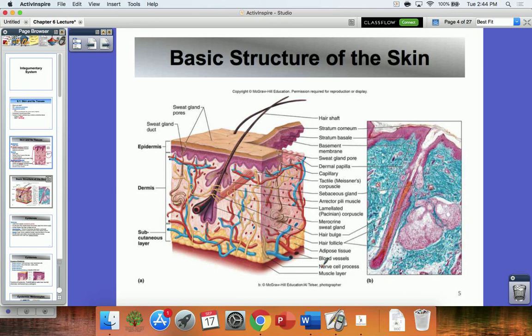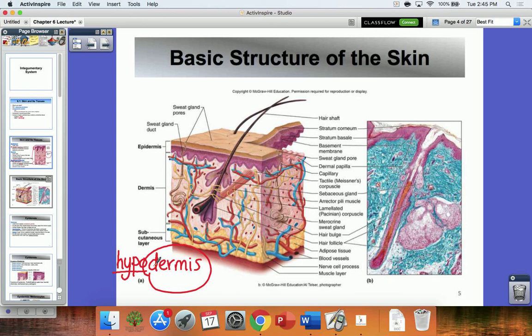So this is the basic structure of the skin, just a digital image of it. This looks very similar to what you will see in the models that we have, where you'll have this top layer, the epidermis, the second layer, the dermis, and the subcutaneous layer. And the subcutaneous layer, in case you see this word again, is sometimes called the hypodermis. Subcutaneous layer is also called hypodermis. Hypo means below, below the dermis.